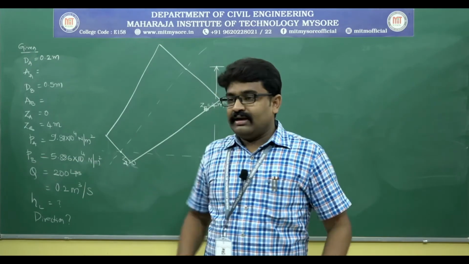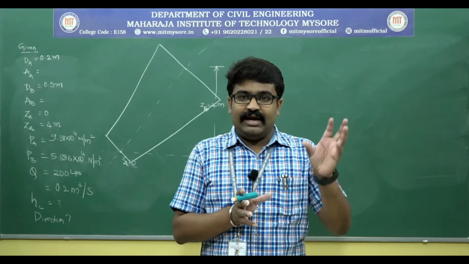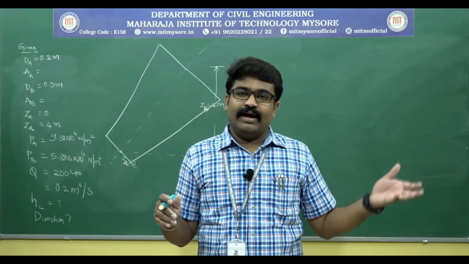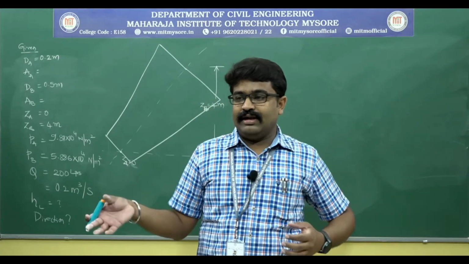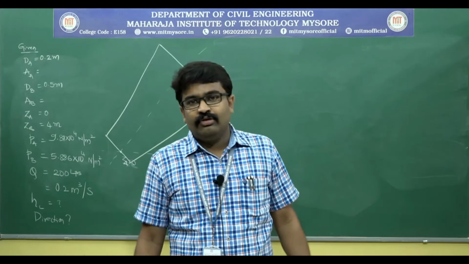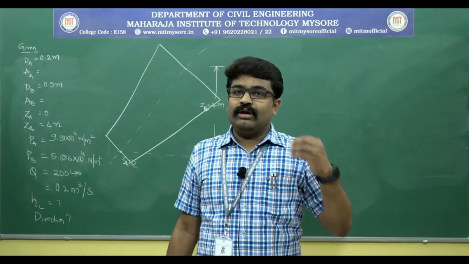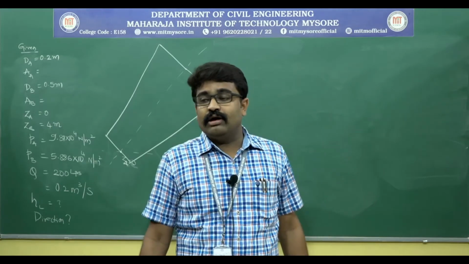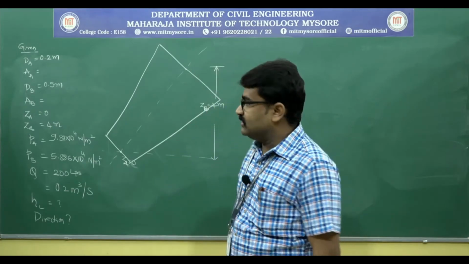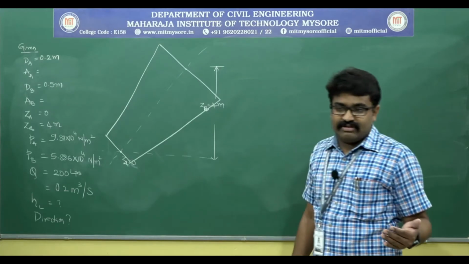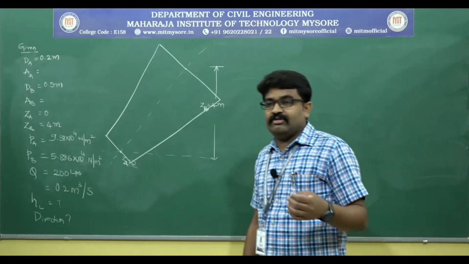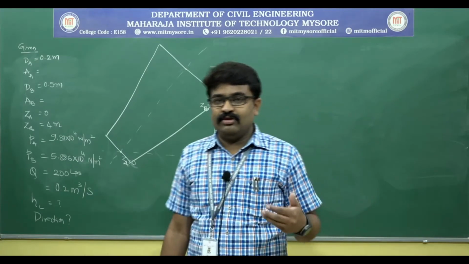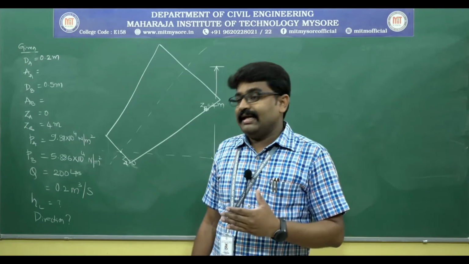So you will have to calculate the total energy at section A and the total energy at section B. From higher energy to lower energy will be the direction of flow. We will now consider the modified Bernoulli's equation because head loss is involved. In the modified Bernoulli's equation, it is P1 by rho g plus V1 square by 2g plus Z1 must be equal to P2 by rho g plus V2 square by 2g plus Z2 plus HL.